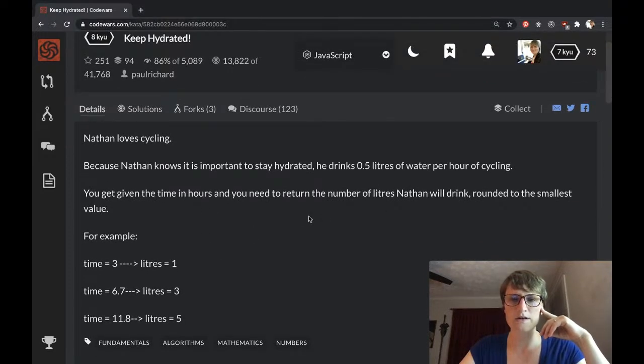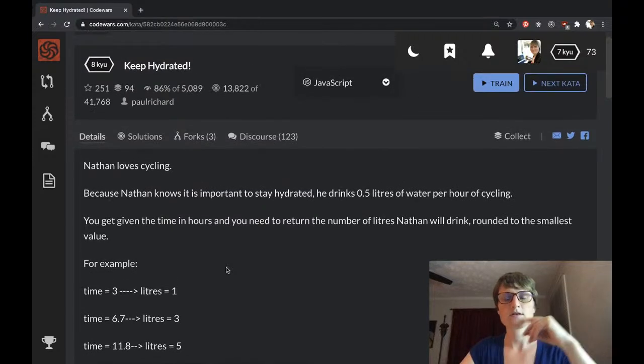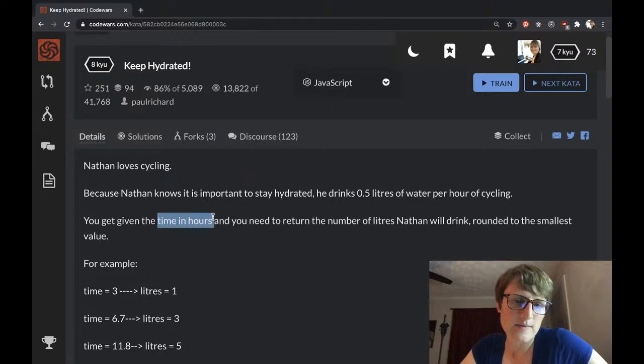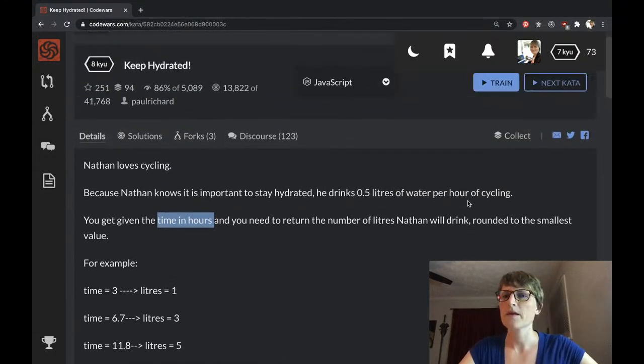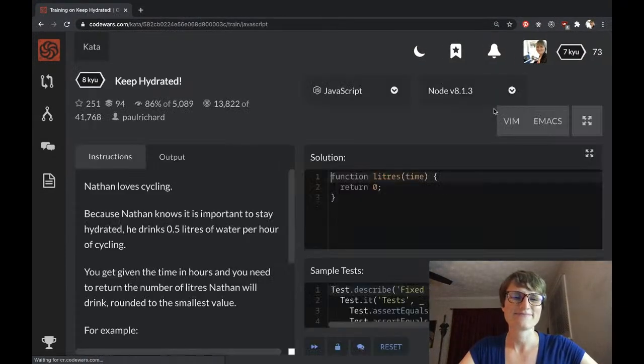Okay, so math floor again. For example, time equals 3 returns liters is 1. Time is 6.7 returns liters 3. So how many liters, depending on how much? So we're going to be given the time in hours, and then he drinks half a liter per hour, rounded to the smallest value. Okay, pretty straightforward, nothing else. Let's do it.